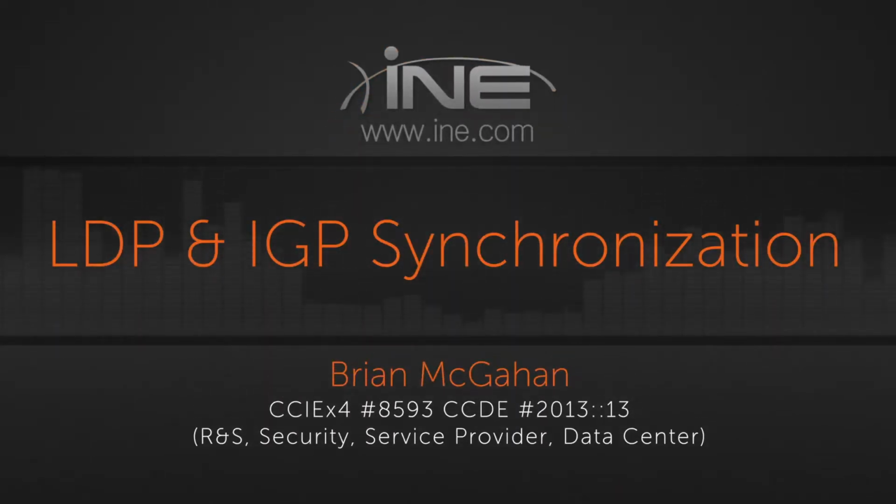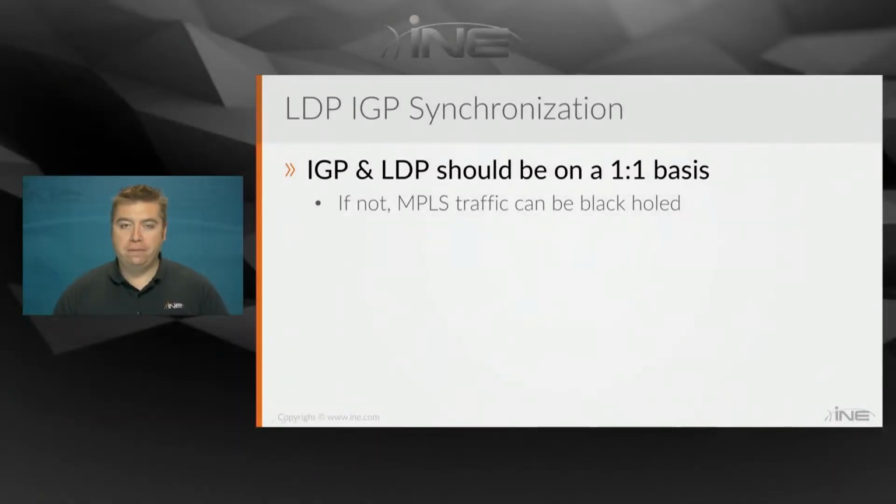Okay, next one we have is a feature called IGP synchronization. Now, as I mentioned before, we can run into problems with traffic being black holed in the MPLS core if LDP and IGP is not on a one-to-one basis. What this really comes from is the process of how LDP figures out the specific label that we're going to use for a specific destination.